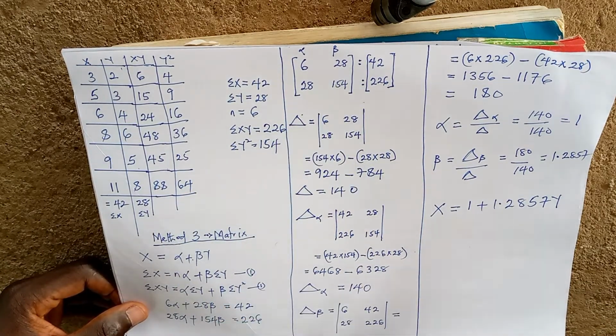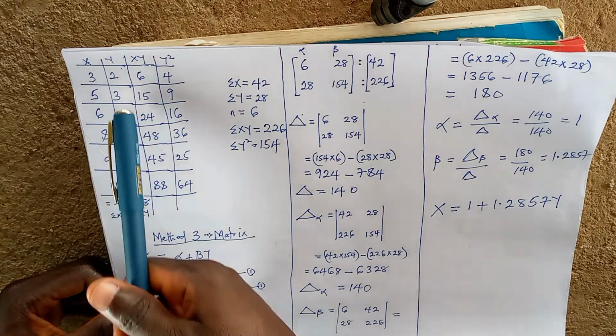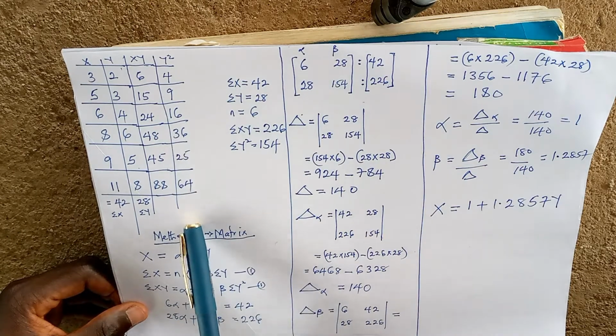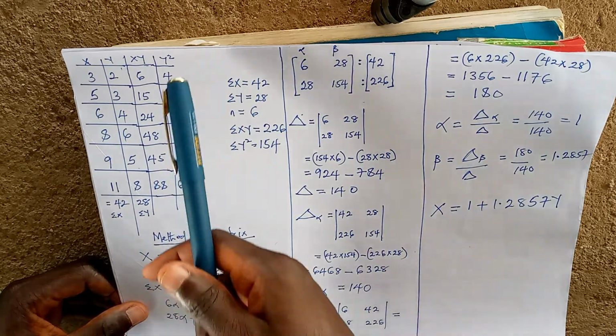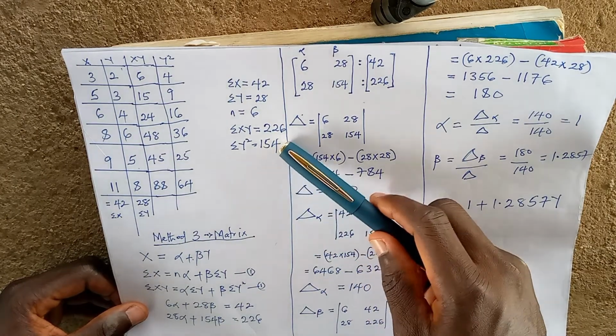Now finally we need summation y square. We've gotten summation y here. Then we need y square, so we form another column for y square. Now summation y square gives us the whole of this, and that is 154.